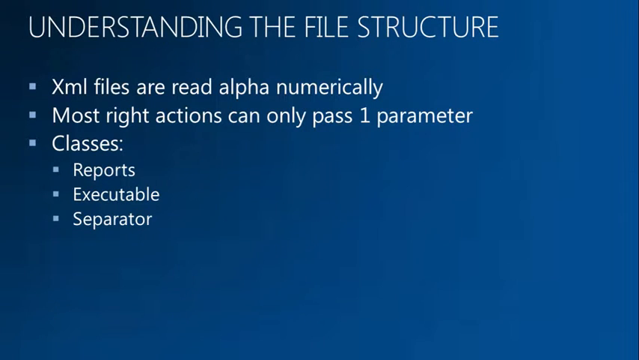The different classes that y'all will mostly use are reports, executables, and the separator in 2007. Most people are not really using the report ID because they want to pass a parameter. So they're typically using an executable, loading up Internet Explorer, Mozilla, whatever you want to use, and then passing the URL and the parameter they want to pass, say computer name.